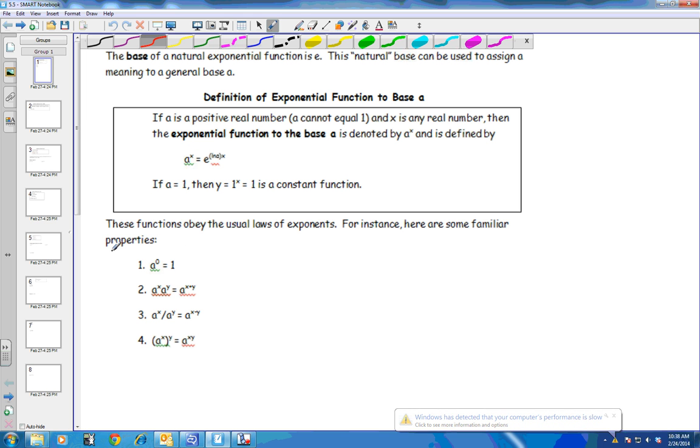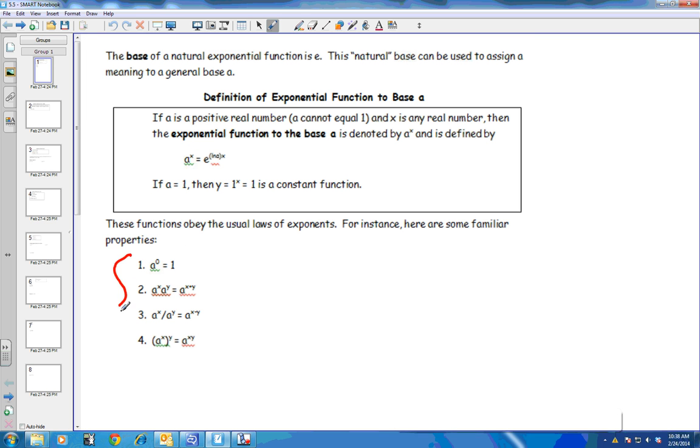Okay? These are also some properties of exponents that you should have learned in algebra. Just to review, anything to the 0 power is always 1. When I have the same base, I add the exponents when they're being multiplied. When I'm dividing something that has the same base, I subtract the exponents. And when I have a power raised to a power, I multiply those.